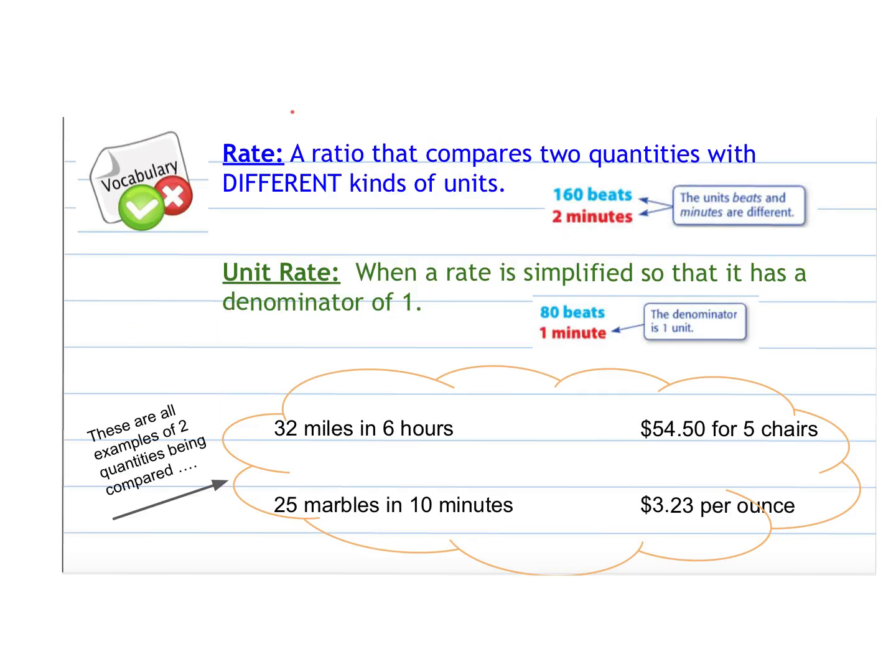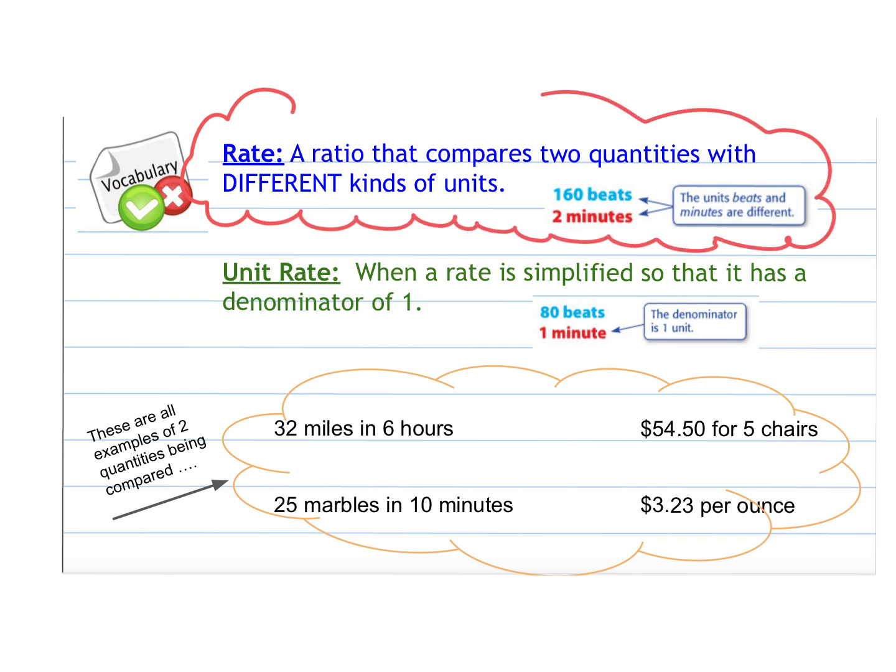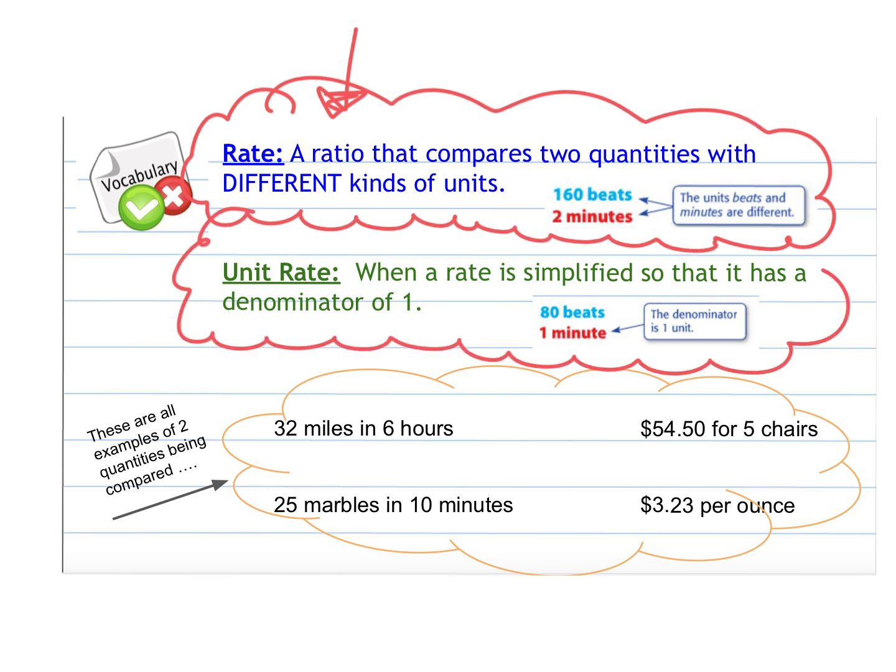A rate is a ratio that compares two quantities with different kinds of units. So we just talked about ratios that compared two quantities. Now we're talking about different kinds of units. And then a unit rate is when a rate is simplified so that it has a denominator of 1.